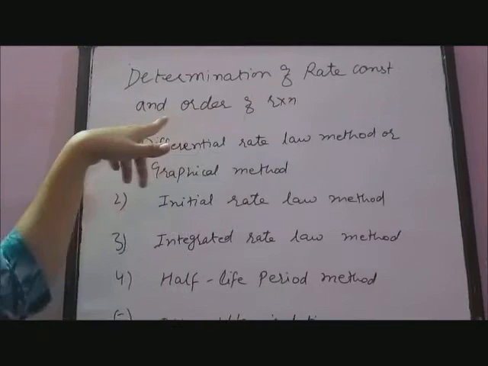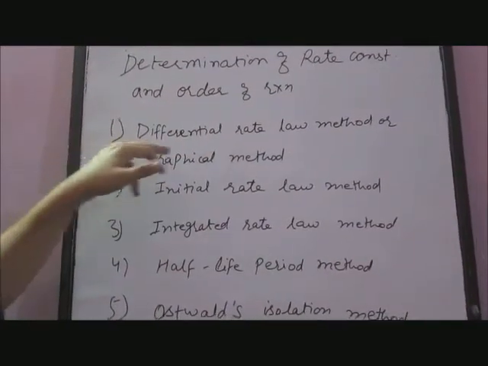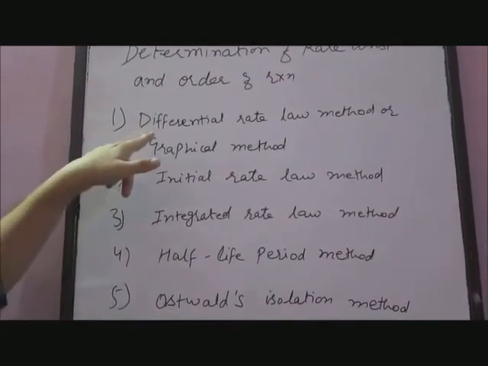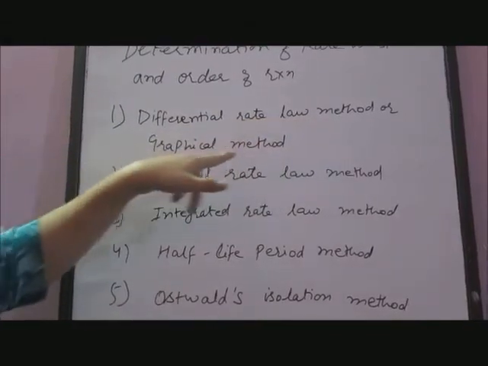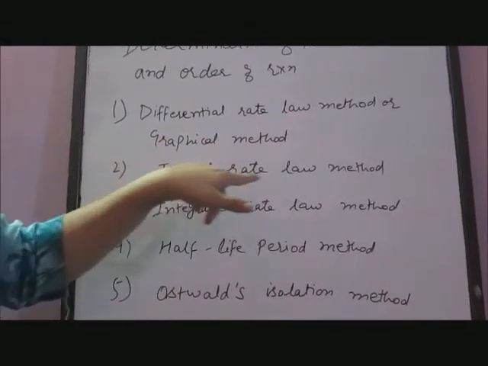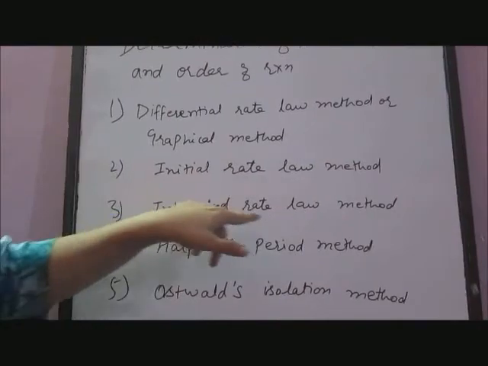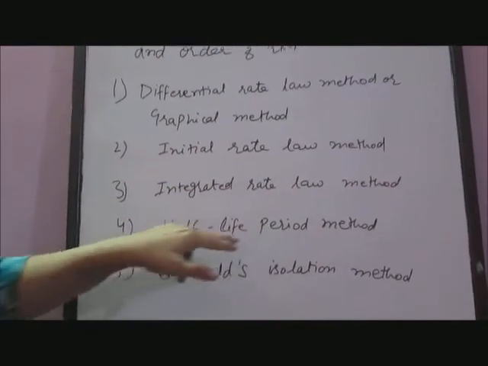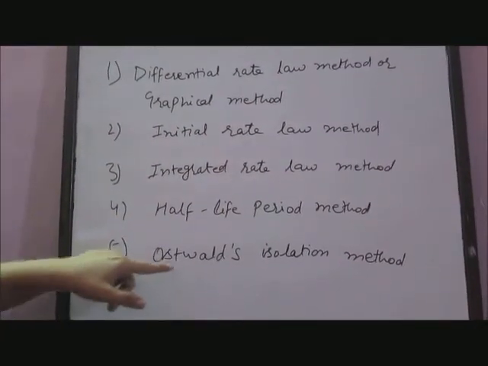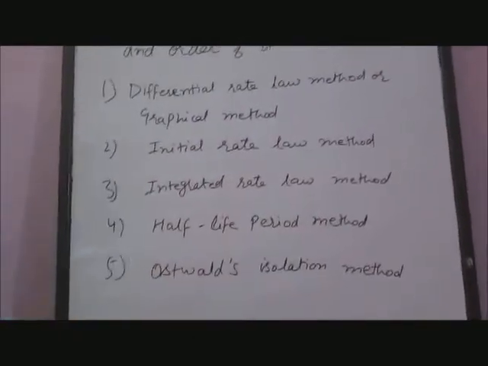Determination of rate constant and order of reaction. This can be done by 5 methods. First is differential rate method or graphical method. Second is initial rate law method. Third is integrated rate law method. Fourth is half-life period method, and fifth is Ostwald's isolation method.